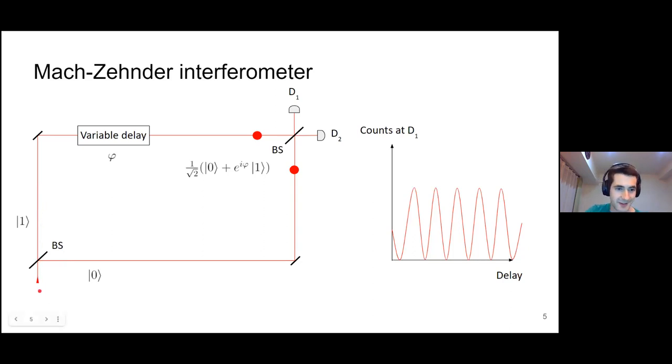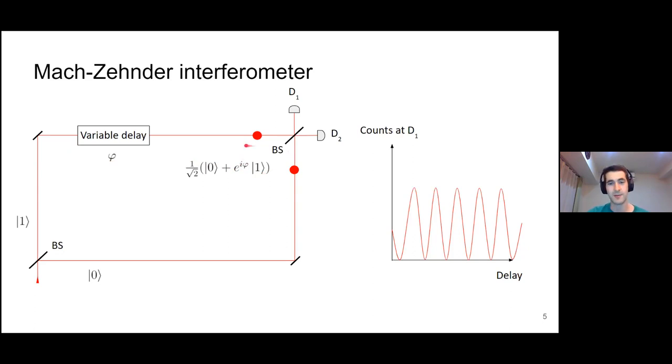So if we shoot single photons to this beam splitter, each photon will be put into a superposition state, a superposition of two spatial modes, and we can use a qubit to describe it, and we can say that the lower path is the zero state of the qubit, and a photon in the upper path is the one state of the qubit. Then we can apply a delay here, which is just a temporal delay, which is a phase in front of the one component of the qubit.